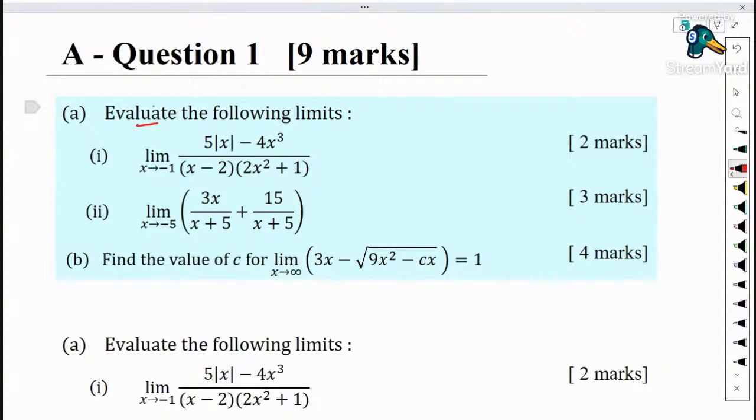The word evaluate means that they want the final answer as some real number. By right, you should have a numerical answer for both of these. Then they want us to find the value of C based on a limit where we already know the limit value. So based on this limit value, we want to figure out the value of C. Let's see how we solve these questions.